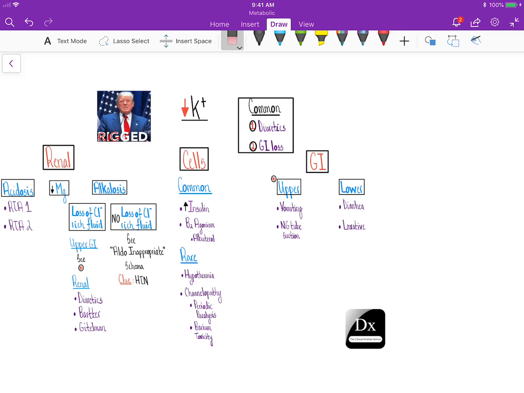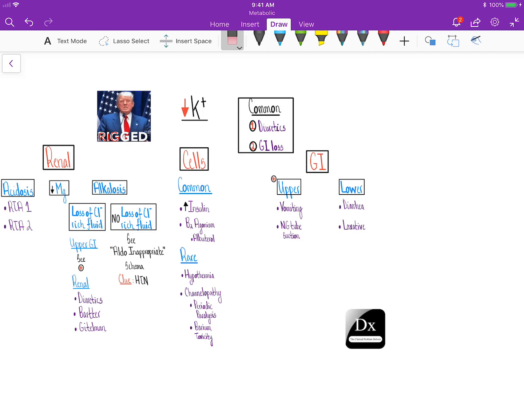So let me say that again. Anything that stimulates the sodium potassium ATPase can cause hypokalemia. Anything that can slow or inhibit the sodium potassium ATPase causes hyperkalemia, right? Simple.